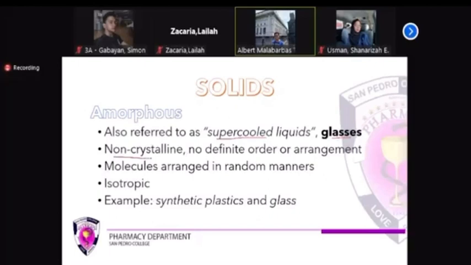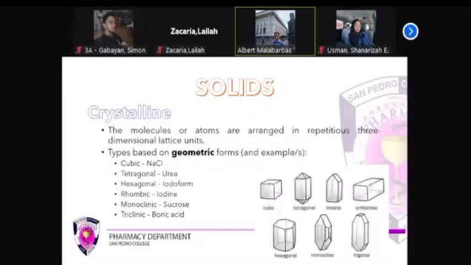They are non-crystalline, they have no definite order or arrangement, and they are considered to be isotropic. This means they are random. They have the same properties despite the random arrangement. Isotropic. Okay? Whereas for crystalline, it's the opposite. Our crystalline solids are described to be anisotropic. Okay? Anisotropic.